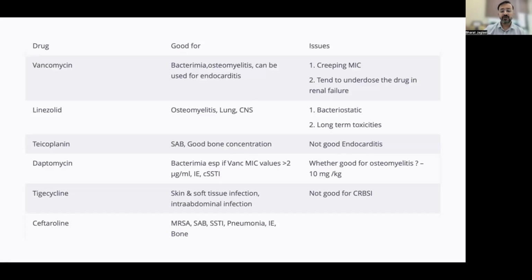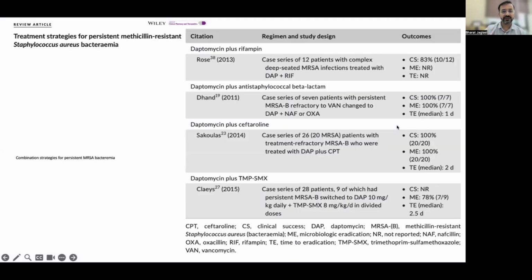Daptomycin is very good for bacteremia, especially when the vancomycin MIC is more than 2. But again, it can't be used for lung infection. Tigecycline is good for skin and soft tissue and intra-abdominal infection, but not good for bloodstream infection. Ceftaroline, we can use for MRSA, pneumonia, infective endocarditis, all the categories, and even in bone cases.